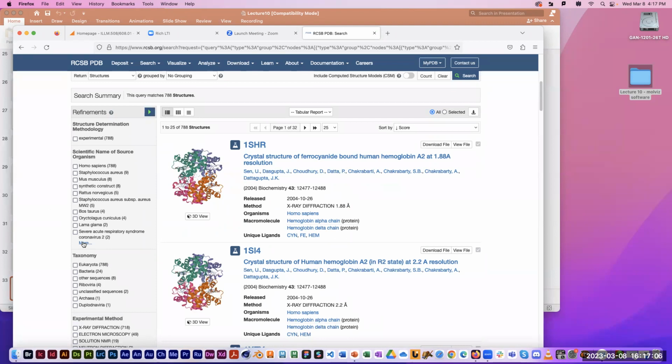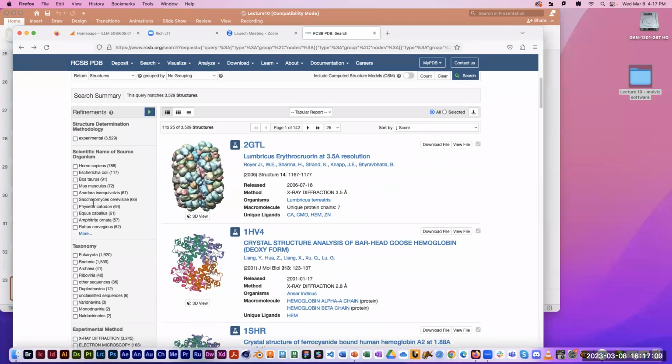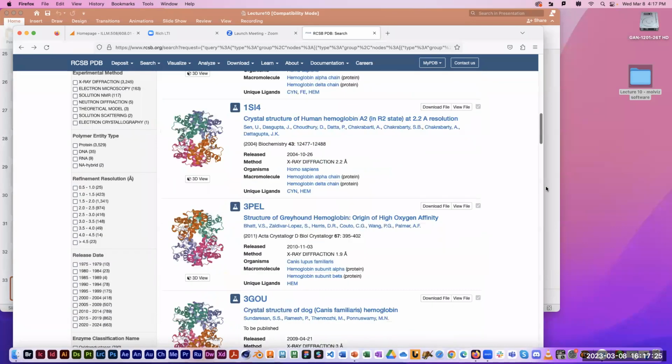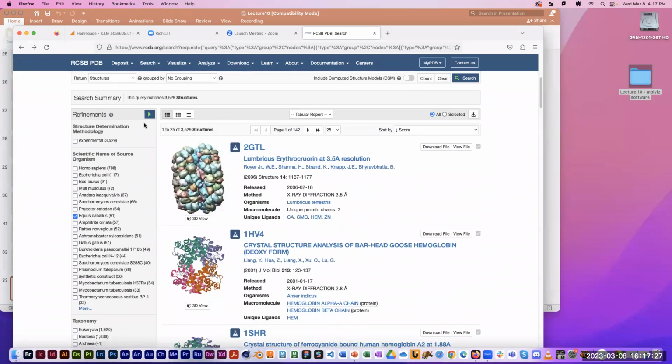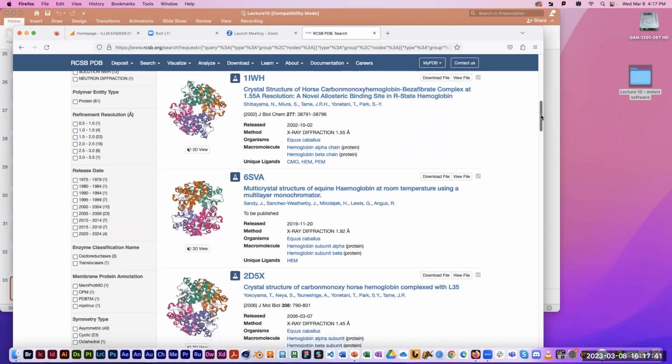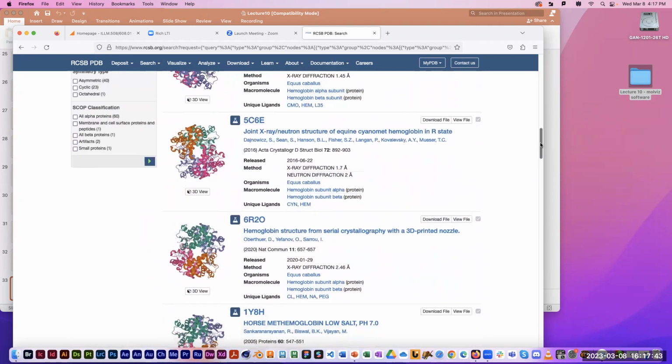Or we could go back. Let's see, this is hemoglobin, right? Yeah. So, where are you? Oh, there it is. We could search for Equus caballus, which is the Latin name for the horse. So if we really wanted to find Max Perutz's model of horse hemoglobin from 1960, I guarantee it's in here somewhere. So there are only 61 of them. So let's see if Perutz's name pops up in here someplace.